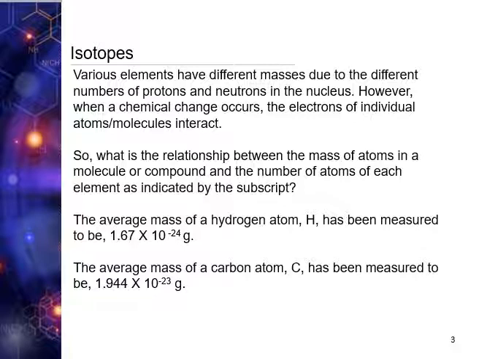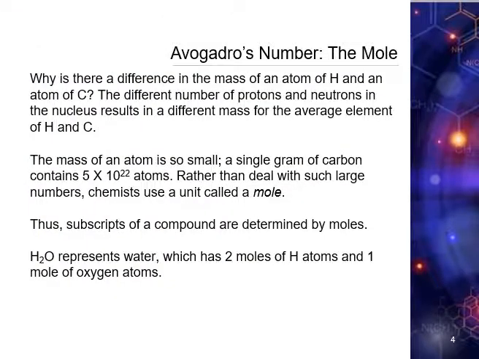The average mass of a hydrogen atom, H, has been measured to be 1.67 times 10 to the minus 24 grams. The average mass of a carbon atom, C, has been measured to be 1.944 times 10 to the minus 23 grams. Why is there a difference in the mass of an atom of hydrogen and an atom of carbon?